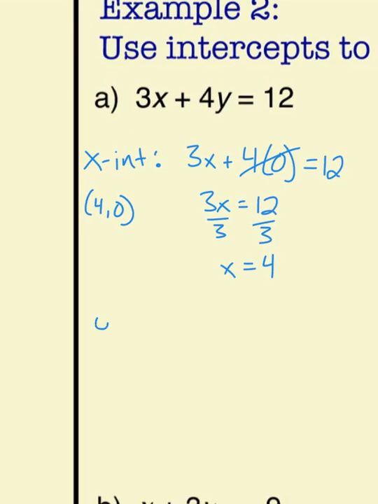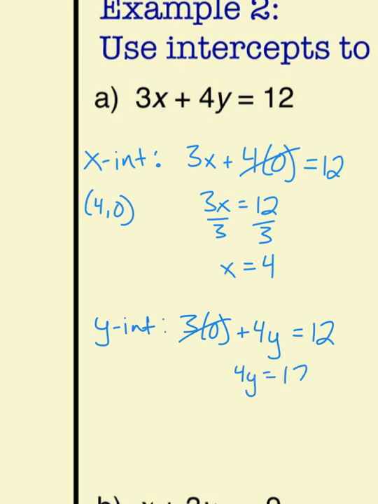And then we're going to solve for the y-intercept. So we're going to plug in 0 for x. So I'm going to rewrite the equation 3 times 0 plus 4y equals 12. 3 times 0 goes away. And then I have 4y equals 12. Solve for y, divide both sides by 4, and I get y equals 3. So the y-intercept is 0, 3.